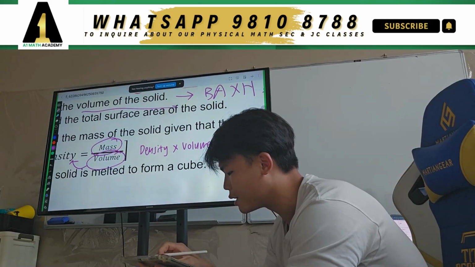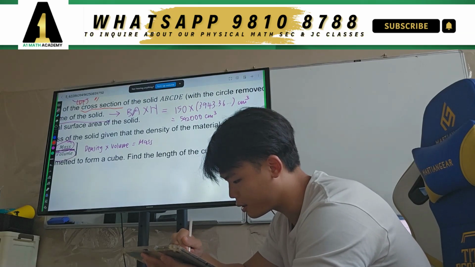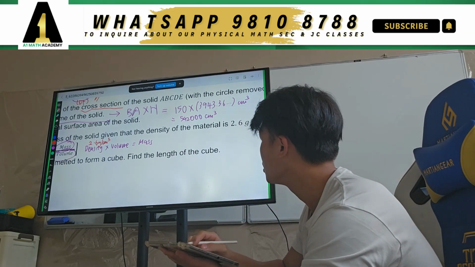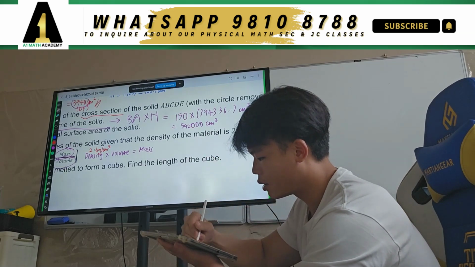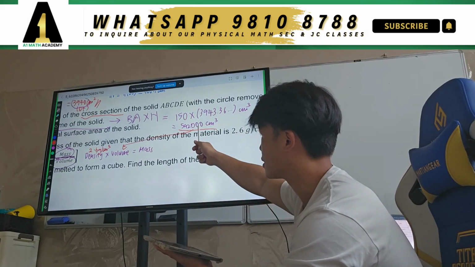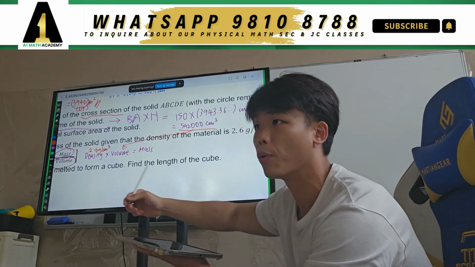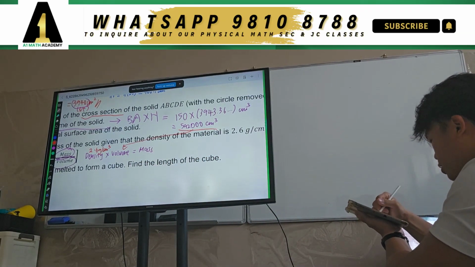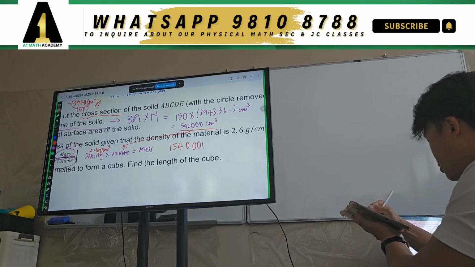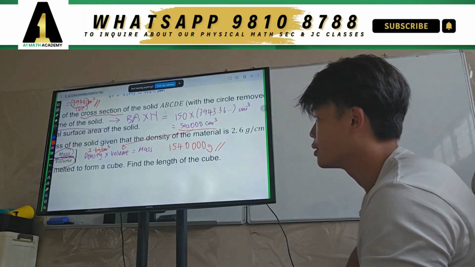Do I have the density already? Given by the question, 2.6 gram per cm cube. Do I have the volume already? The volume is what we found already, so you just take your answer from above, the volume, multiply by the density, which is 2.6, and your mass should be 1540000 grams. This is the final answer for this.